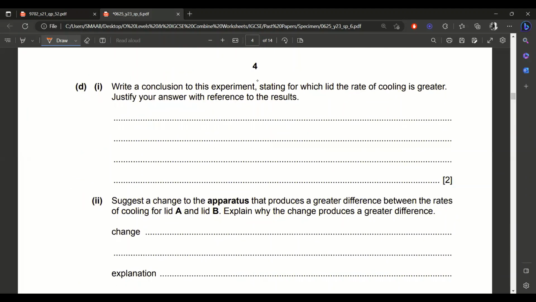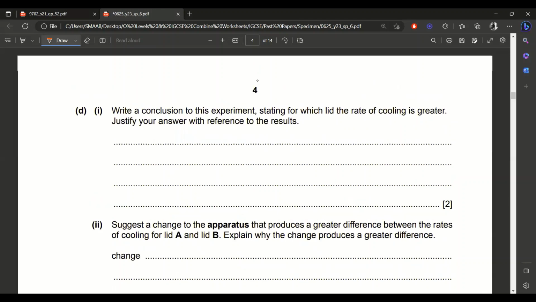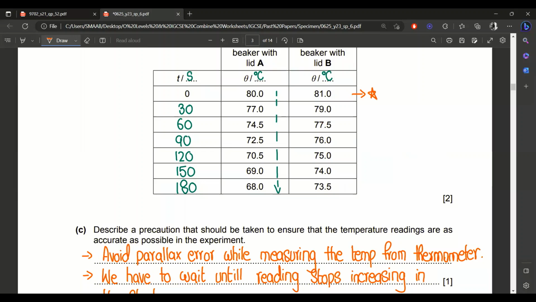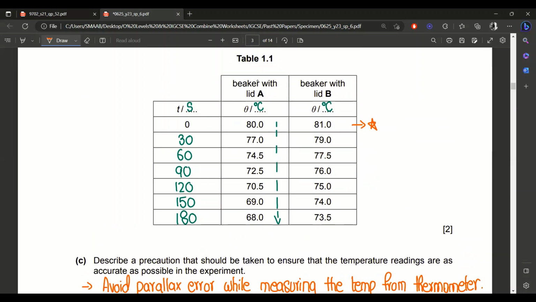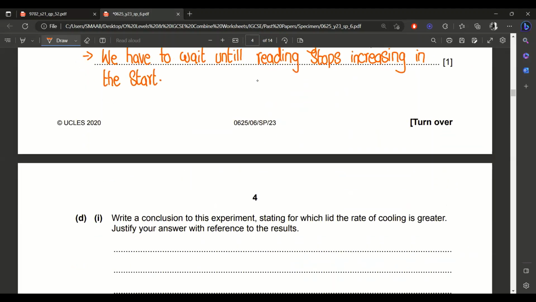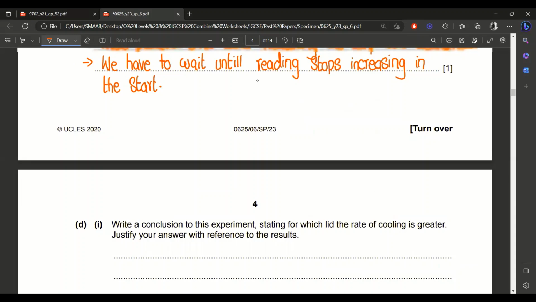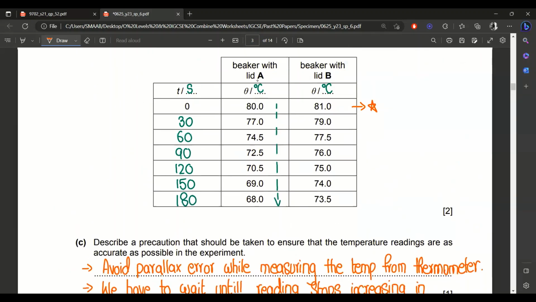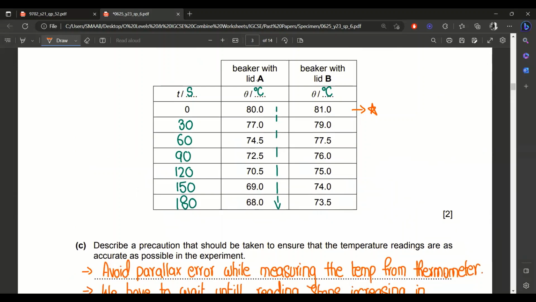And write a conclusion to this experiment, stating for which lid the rate of cooling is greater. Justify your answer with reference to the results. So that is also not very difficult. You have a reading from the graph. Lid A starts with temperature 80 and lid B starts with temperature 81. So observe the readings and try to answer the question. You have to find out for which lid the rate of cooling is greater. Which lid is going to cool down faster?